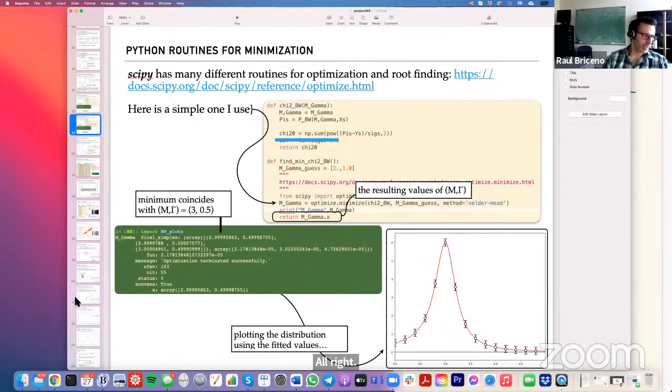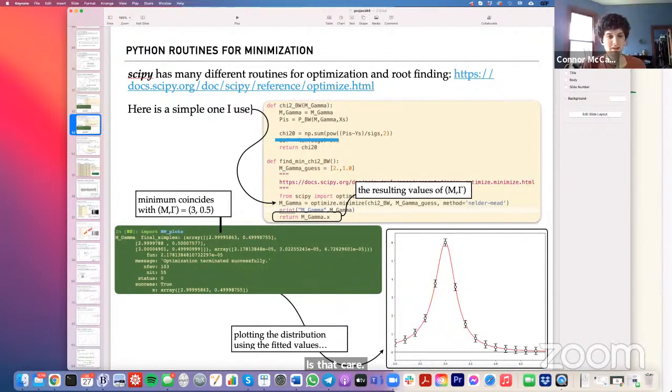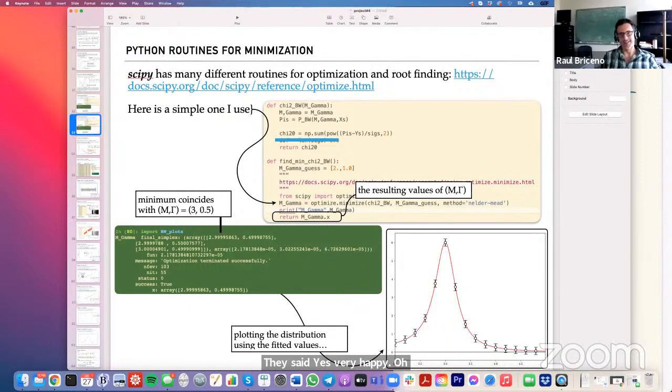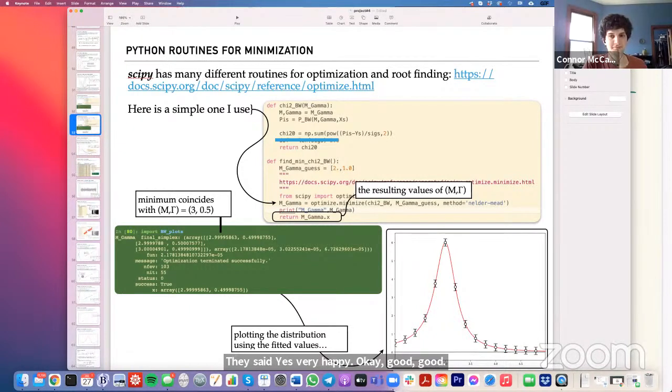How is that for a recap? Anonymous number X, unknown anonymous, are you happy with that recap? Is that clearer? Or were you looking for another kind of recap? They said, yes, very happy. Oh, okay. Good, cool.